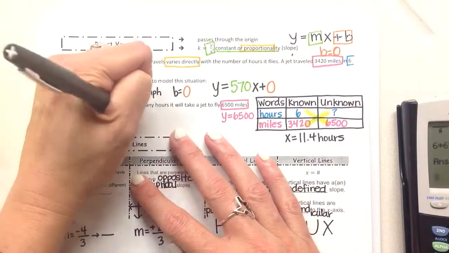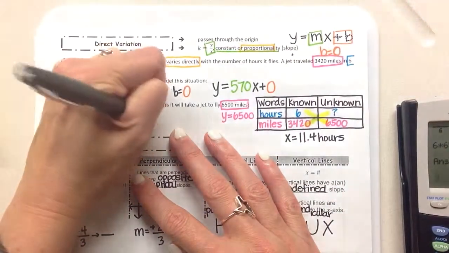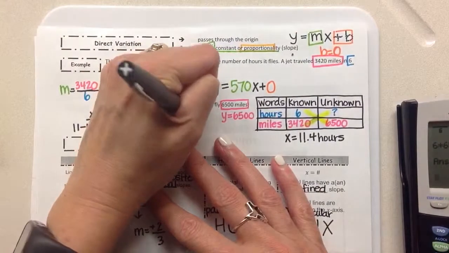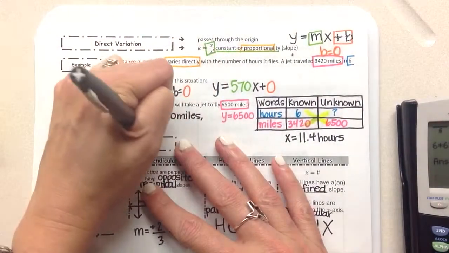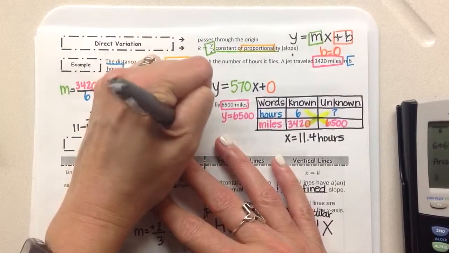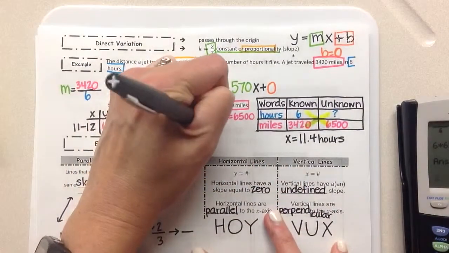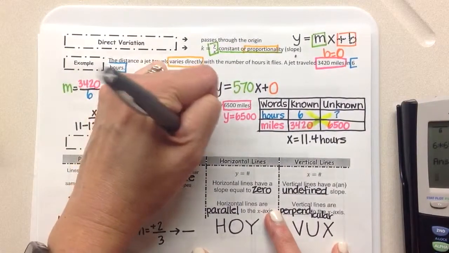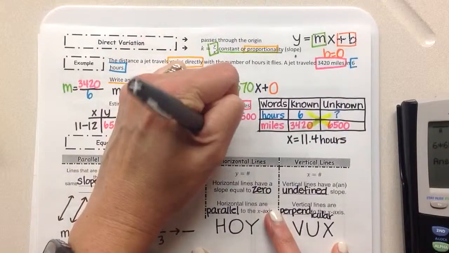So to fly 6,500 miles, it will take the jet 11.4 hours.